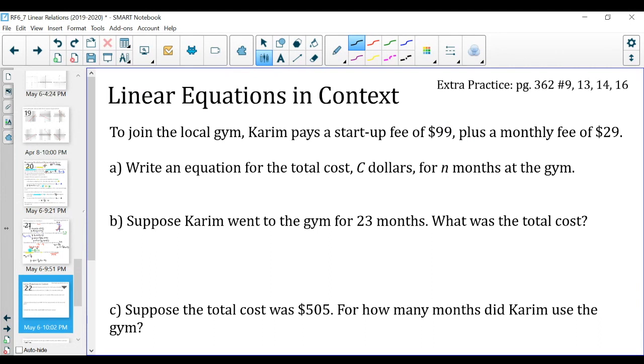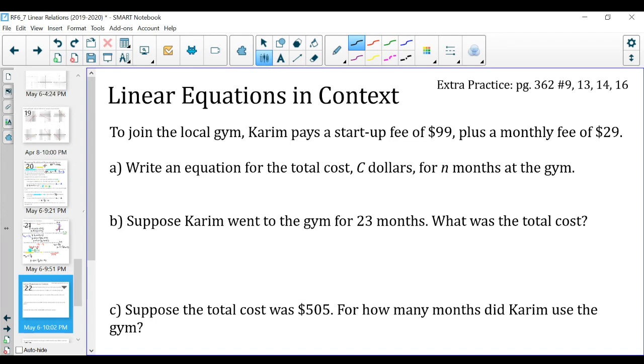We're going to move on to some linear equations in context. So again, the whole idea of using math is to be able to apply it in real life. There's no point using mathematics in a vacuum. So we want to be able to find contextual situations where it makes sense for us to apply these ideas we've been learning about. So here we have a question about Kareem. Kareem is trying to join a local gym. He has to pay a startup fee of $99 plus a monthly fee of $29.